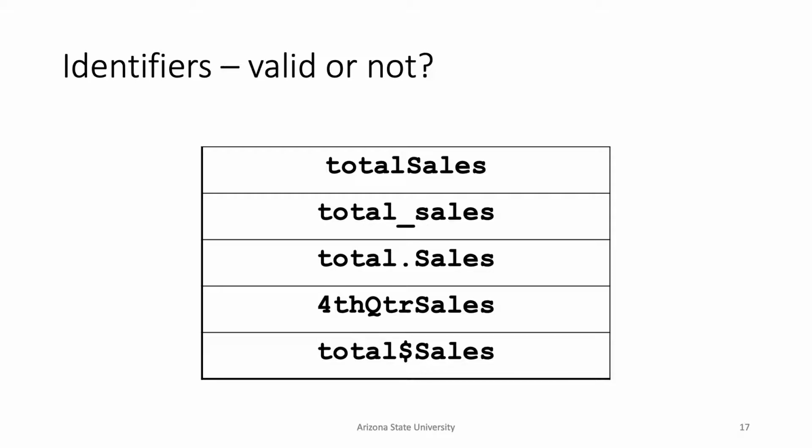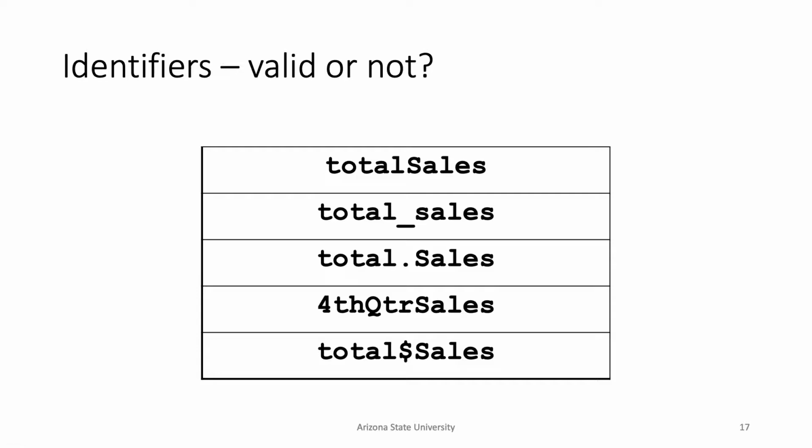So I can just have a bunch of underscores if I wanted to, although that doesn't really work well for readability. What about the third one? No, because why? It has a dot in between. What about the fourth one? No, why not? It starts with a number.